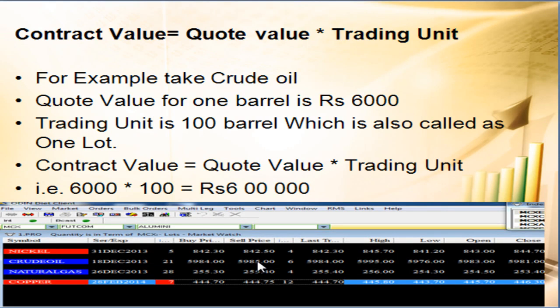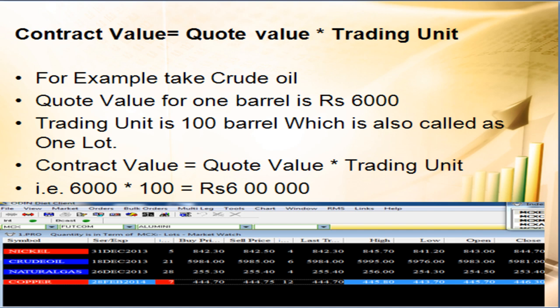Now we can calculate the contract value for crude oil. For easy calculation, I have assumed that 1 barrel is 6,000 rupees, and the trading unit is 100 barrel, which is also called a lot. So how can I calculate the contract value? Just multiply the quote value and the trading unit. 6,000 multiplied by 100, which is the lot size, gives me the contract value, which is rupees 6 lakhs. Now I have calculated the contract value for crude oil.